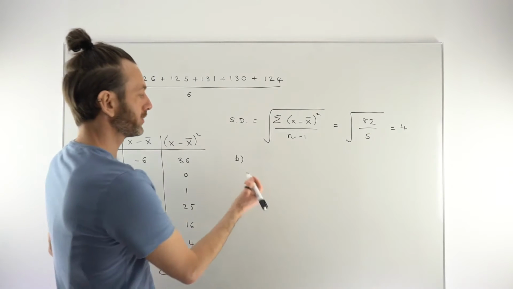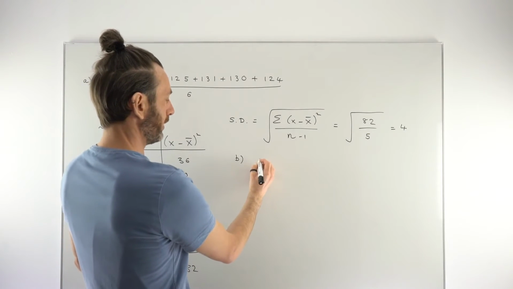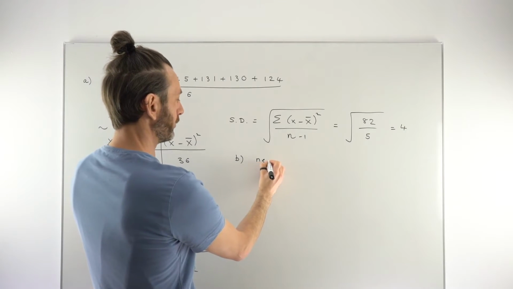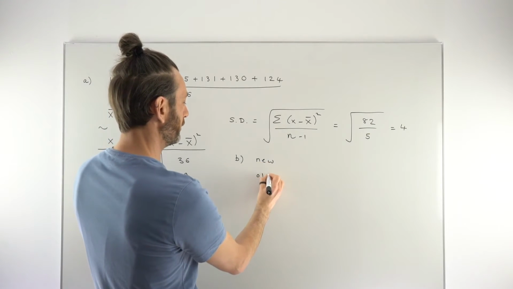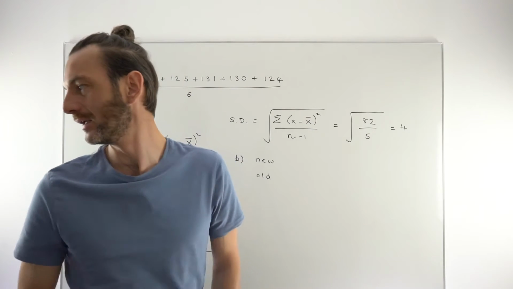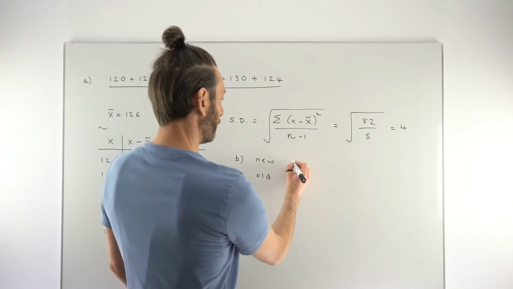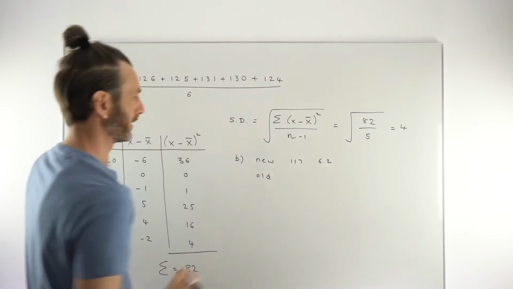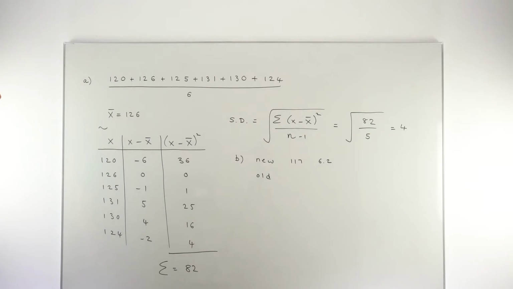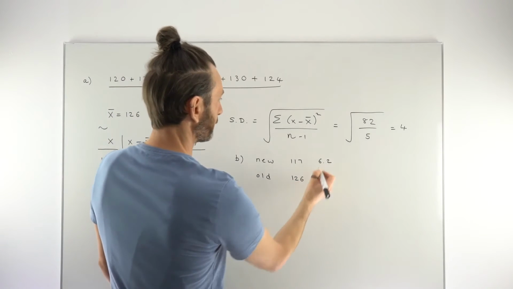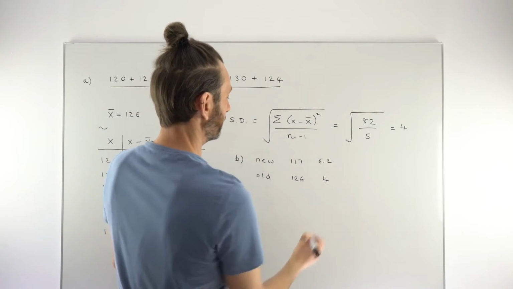So a good way to maybe do this is just to have the 2 side by side. So we've got the new values and we've got the old values. The new values that they're giving us are 117 and 6.2. So 117 represents their mean, and our mean is 126. And the 6.2 is their standard deviation. Our standard deviation was 4.